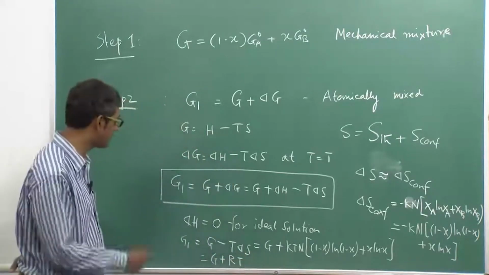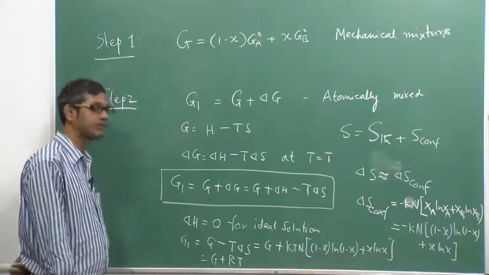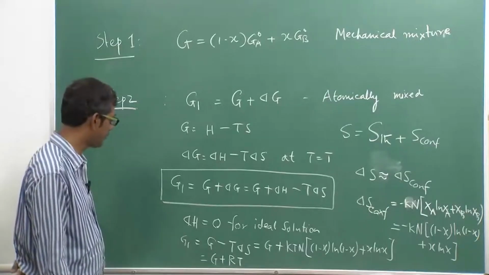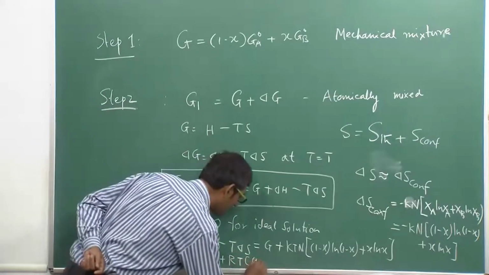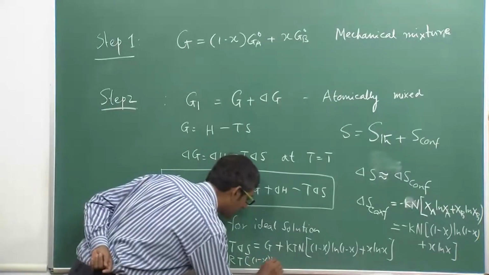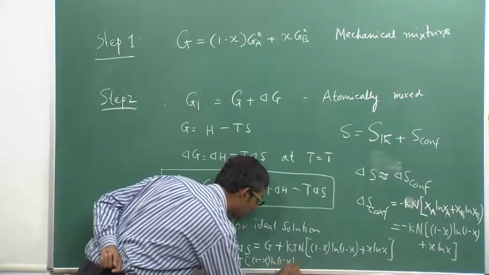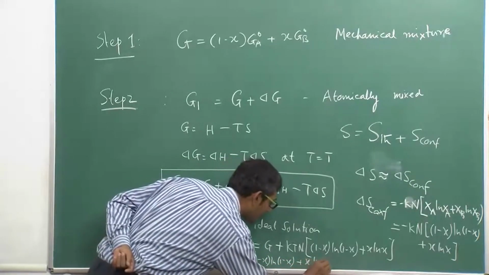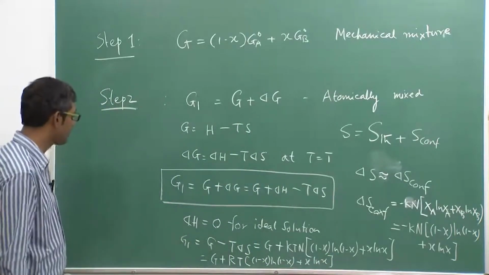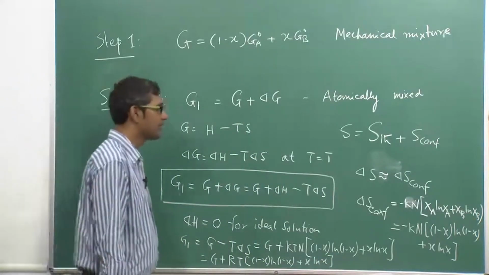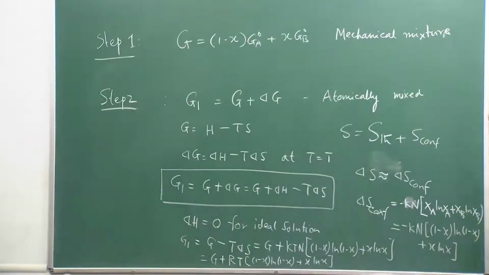R, capital R, that is the universal gas constant, with a value of 8.314 joule per Kelvin mole. RT times (1 minus x) log of (1 minus x) plus x log of x. So, that is the equation we should use. I will just erase the step 2 part to write down the equation properly, so that it is visible.